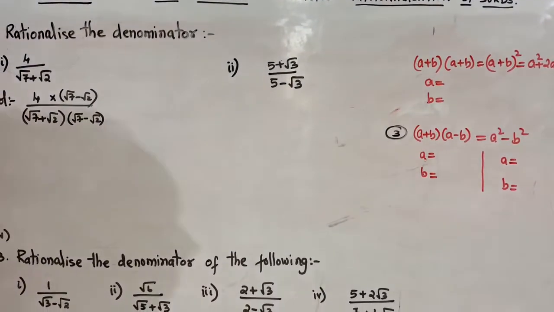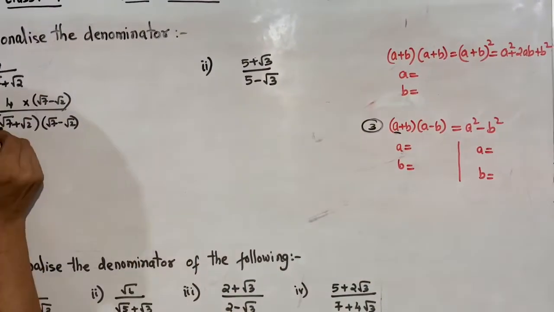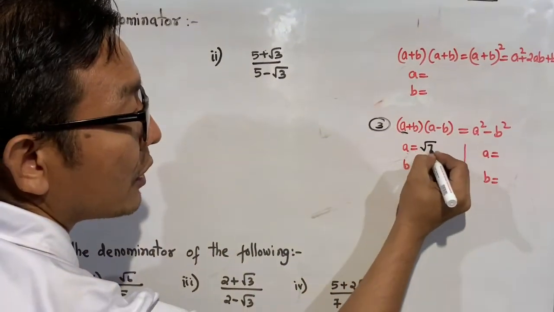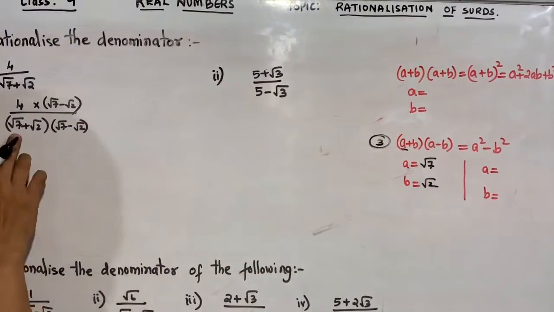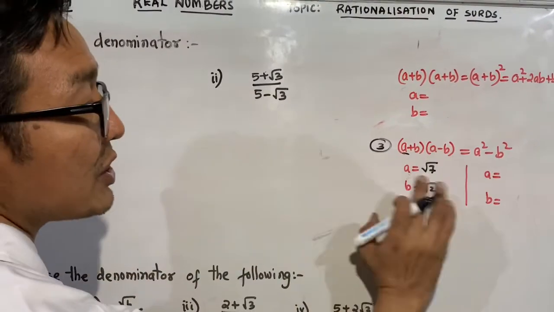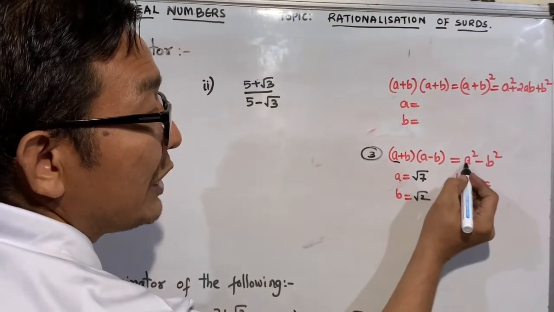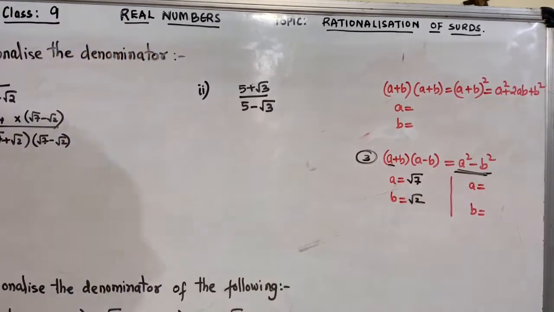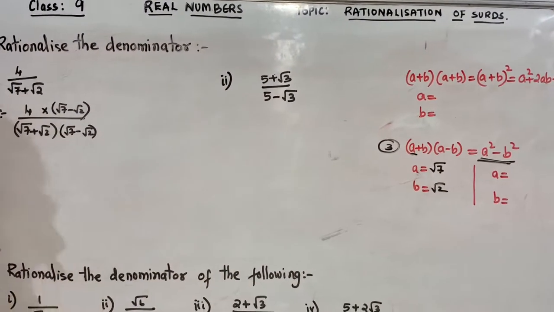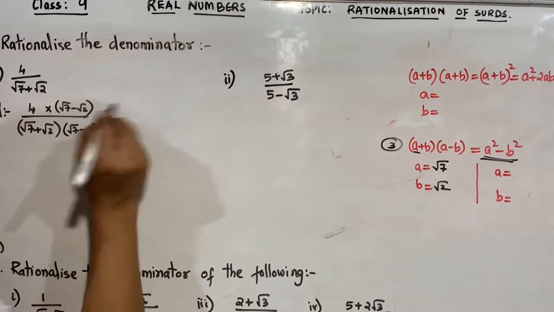Here A is root 7 and B is root 2. So we need to substitute the values of A and B in this identity.